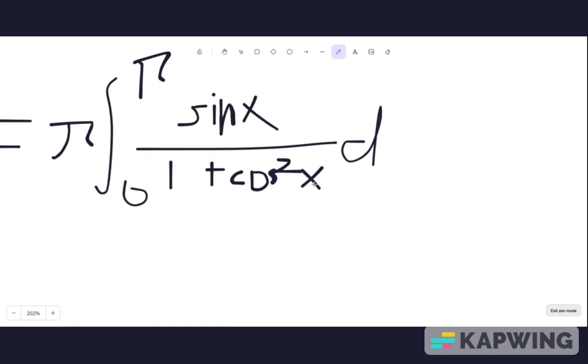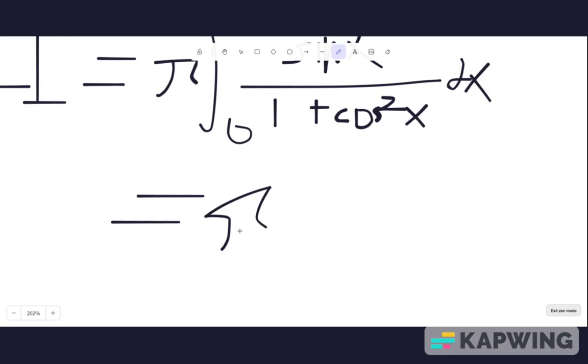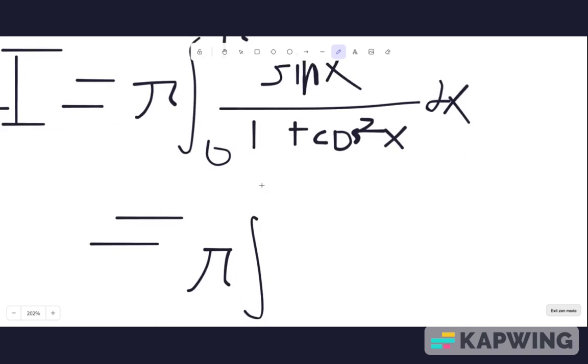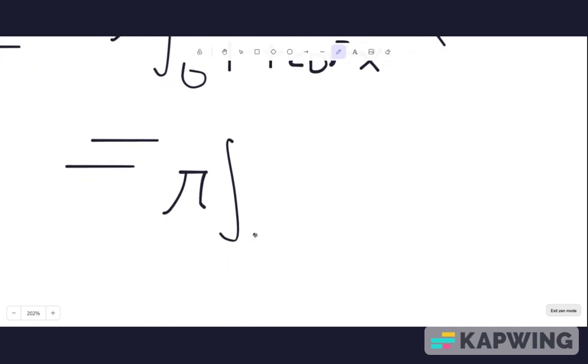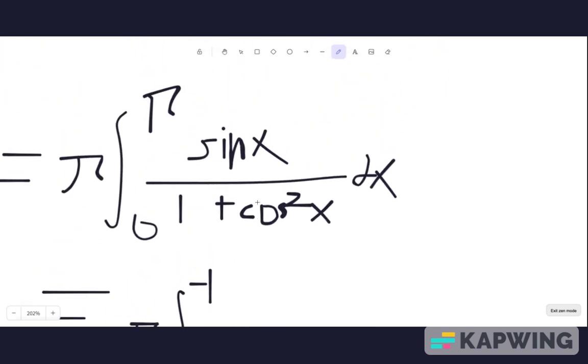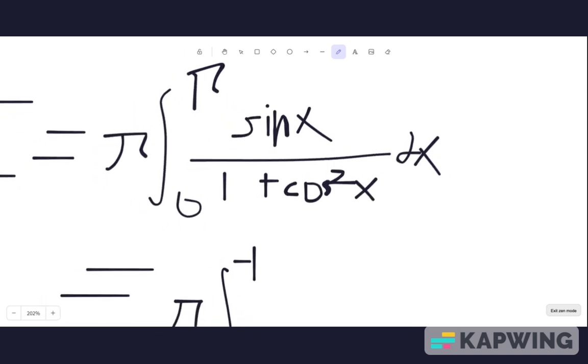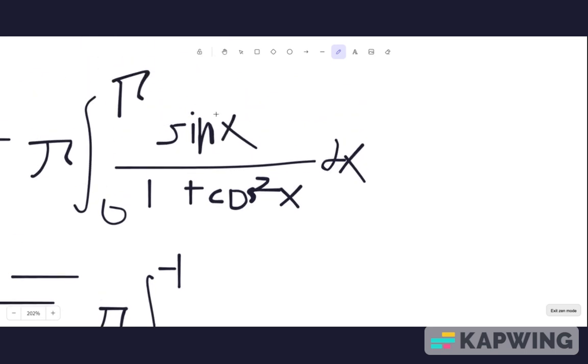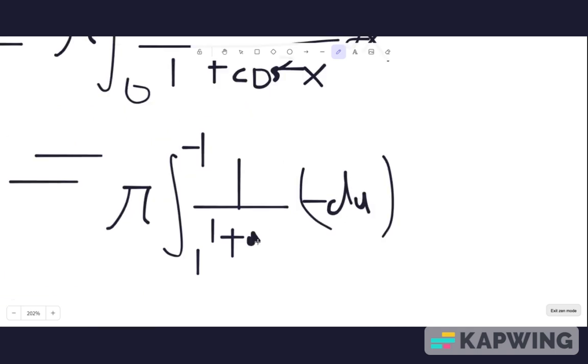And now we can use u substitution. u is going to be cosine of x. That gives, from 0 to pi, now cosine of pi, we have 1 to negative 1. Well, the derivative of this is actually negative du, because the derivative of cosine, which is the very recognizable arctangent derivative.